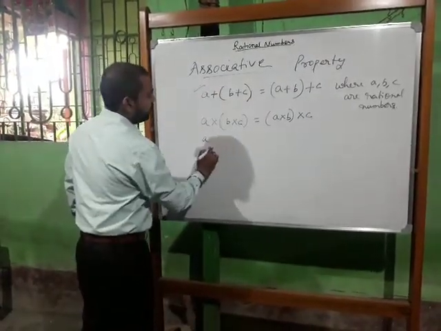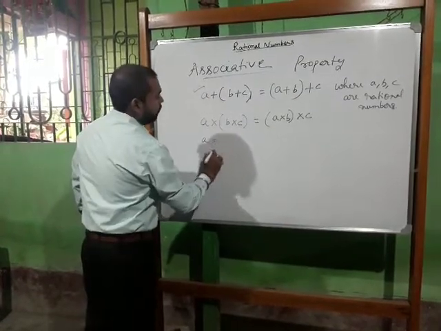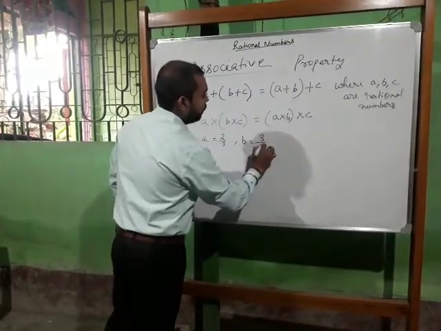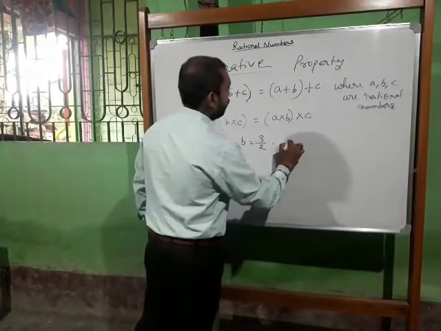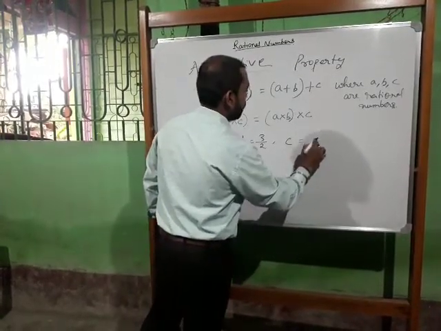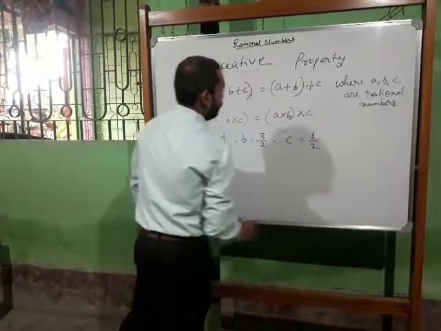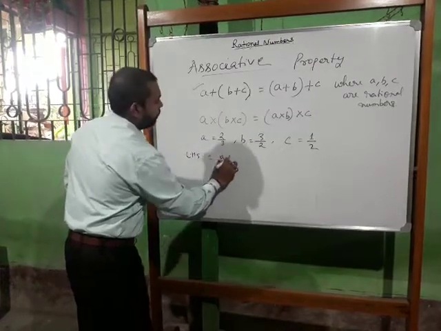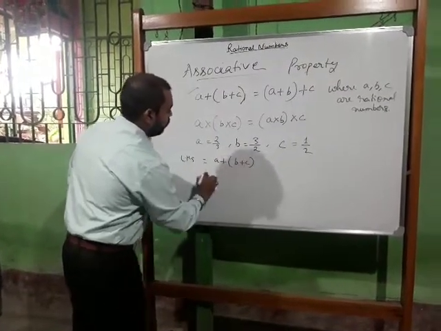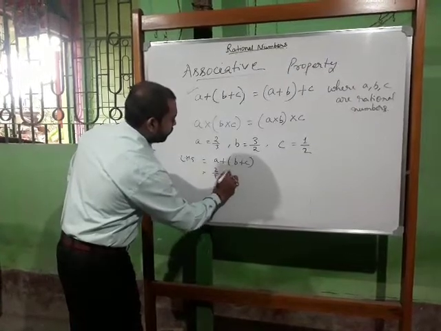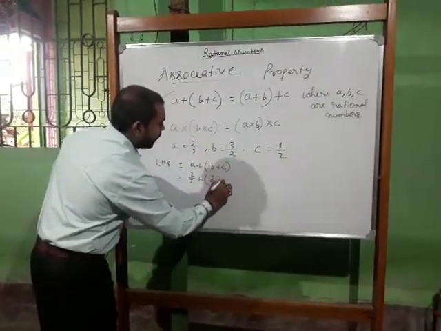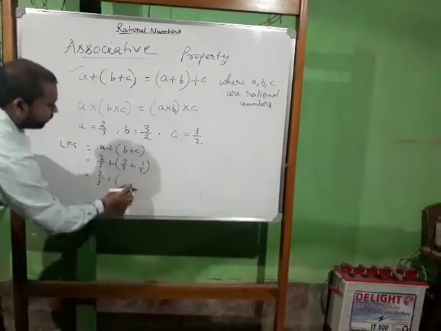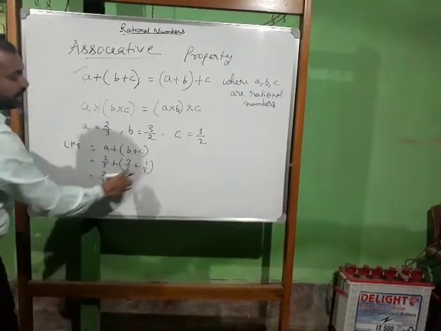Let us take this one, and the value of a, let us take 2 by 3. Then b, you take a small value in the beginning, so that it will be easier for you to understand, and c equal to, suppose you take half. Now LHS, you take left hand side, it is (a + b) + c. So a we have taken 2 by 3 plus b we have taken 3 by 2 plus c we have taken half. Now you know that the fractions we have to add by taking the LCM.